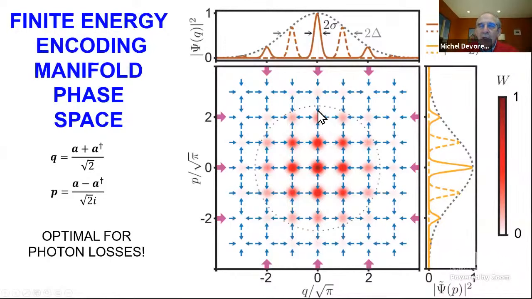But by applying an effective force field, this blue field, we will sharpen the peak. Of course, as we sharpen the peak, we make the envelope larger and larger. So we need to implement another force field, which corresponds to these purple arrows on the periphery, which will constrain the envelope. So by applying simultaneously these two antagonistic force fields, we will stabilize a finite energy grid state. Actually, we will stabilize a finite energy manifold of two orthogonal grid states.